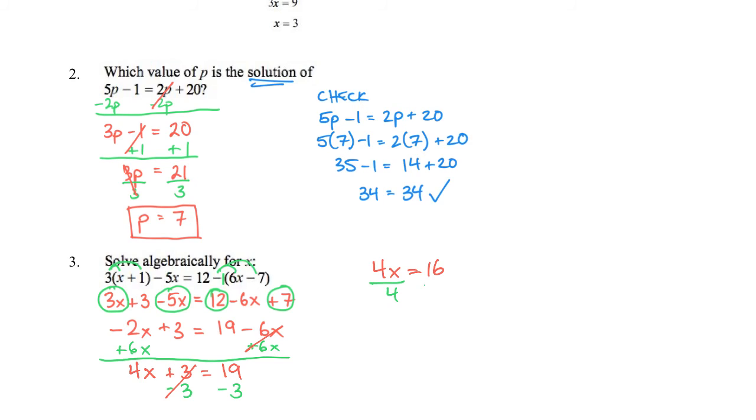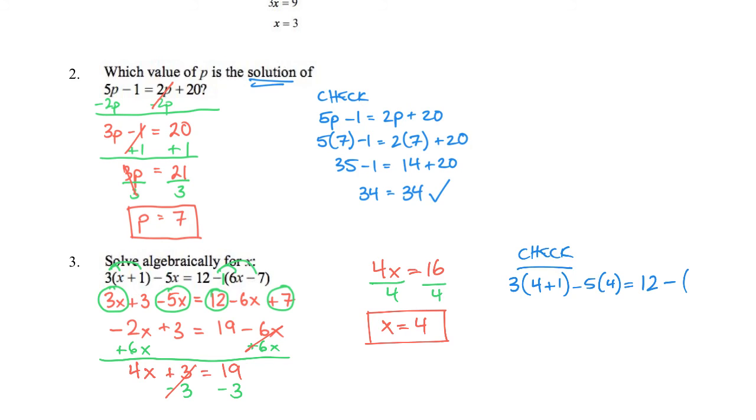And then last but not least, I'm going to divide by 4 on both sides. That gives me x equals 4. Just like the problem above it, I could do a check. So I'm going to go ahead and substitute in. So I've got 3 times 4 plus 1 minus 5 times 4 equals 12 minus 6 times 4 minus 7.